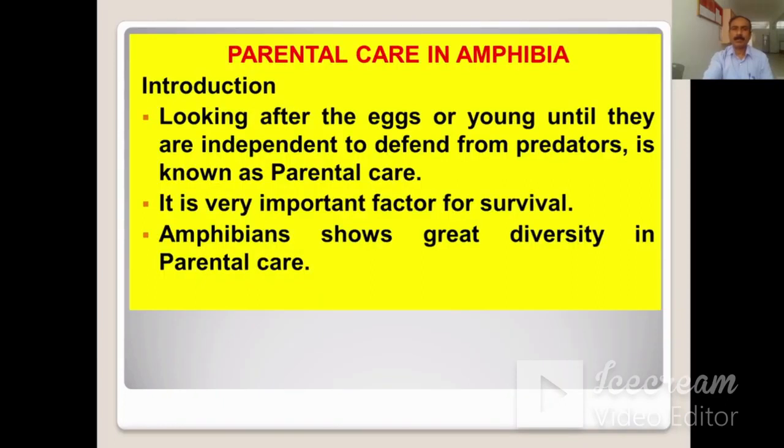Now, about the parental care in amphibia. Looking after the eggs or young until they are independent, to defend them from predators, is known as parental care. It is a very important factor for survival. Amphibians show great diversity in parental care.